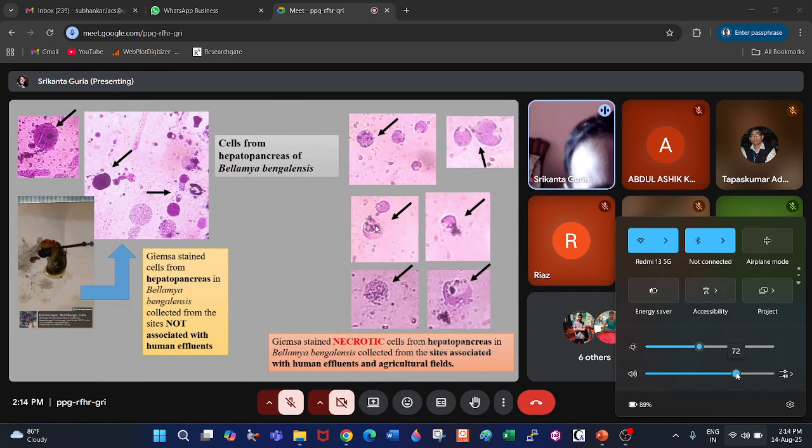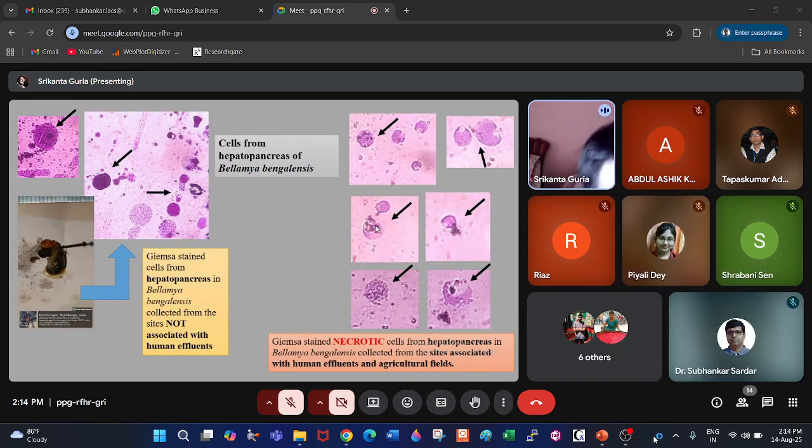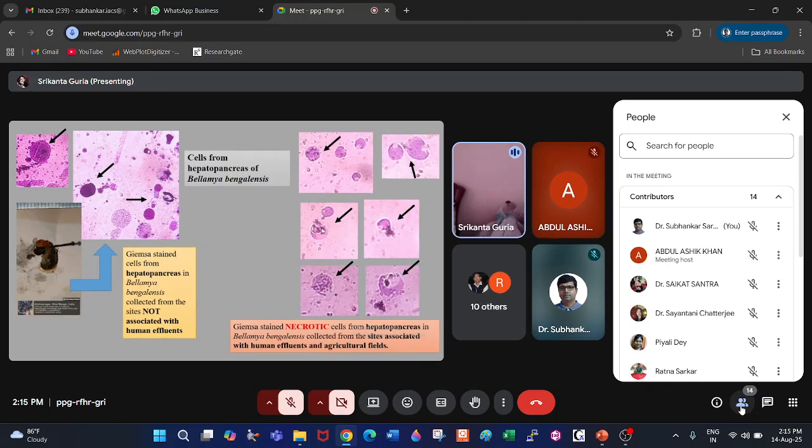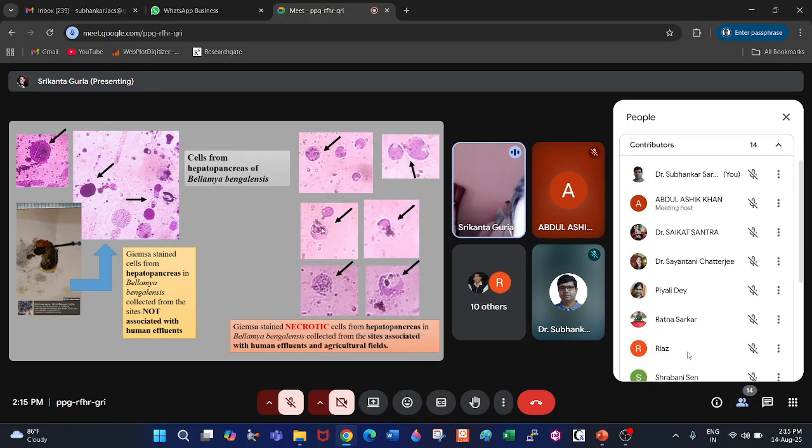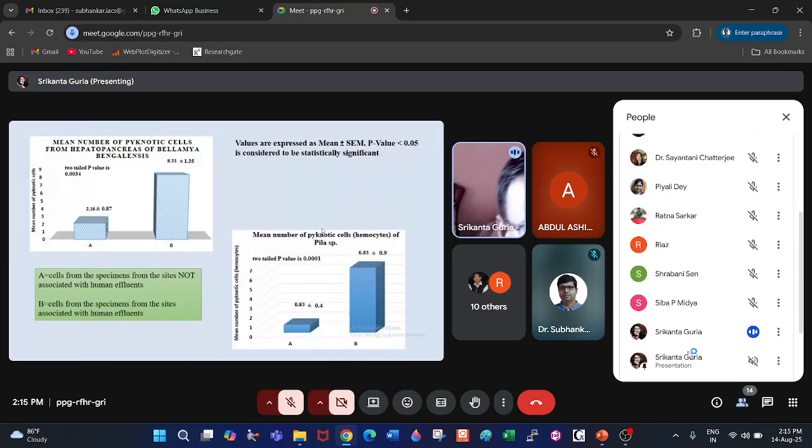And this is the hepatopancreatic cell of the Bellamya bengalensis. On the left-hand side is the control cell. On the right-hand side is the necrotic or apoptotic cell. You can also find rupture of the cell due to the use of insecticide or pesticide.